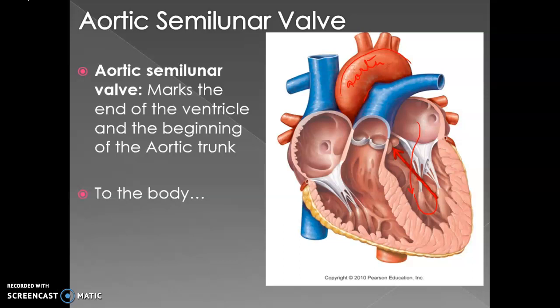Those are the aortic semilunar valves, and the aortic semilunar valves mark the end of the ventricle and the beginning of the aortic trunk, or the ascending aorta. And of course, the aorta distributes the oxygenated blood to the rest of the body.